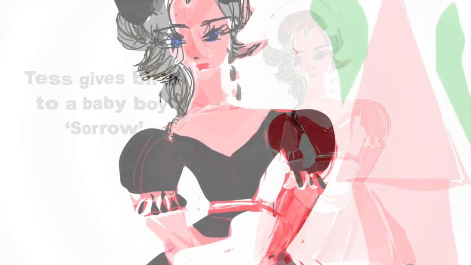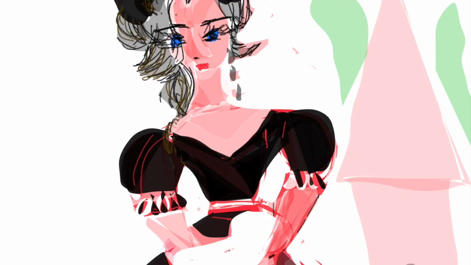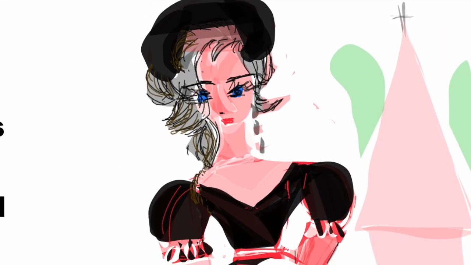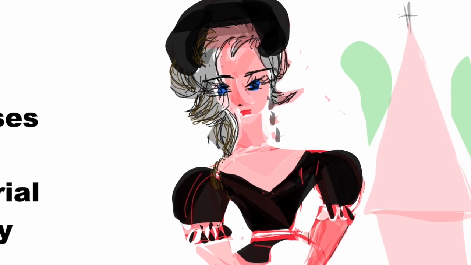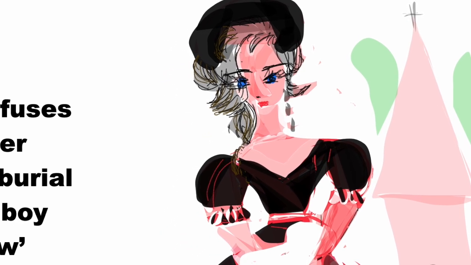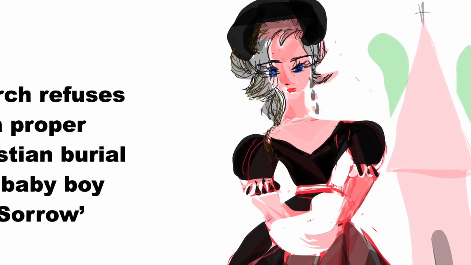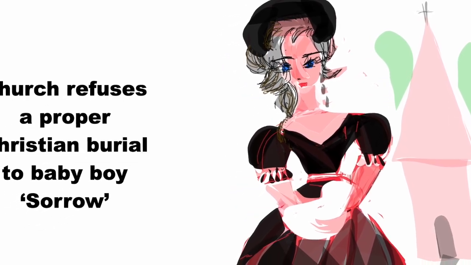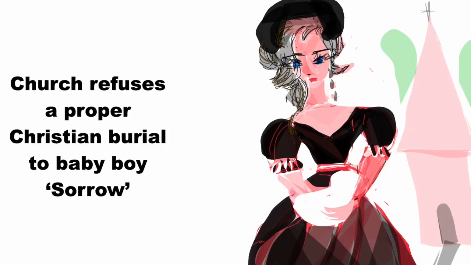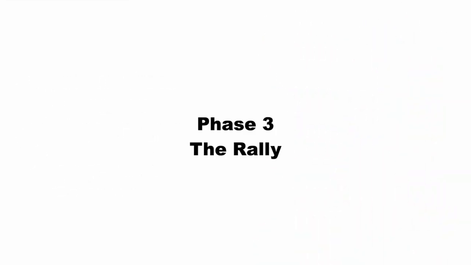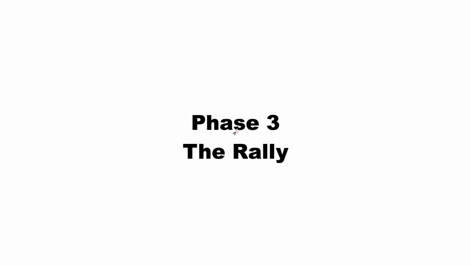But soon afterwards, Sorrow dies. And the church now refuses to even give a Christian burial to this child. These events reveal the cruelty and hypocrisy of Victorian religious society. After mourning her child, Tess decides to rebuild her life by moving to another location. This is the third phase, titled The Rally.